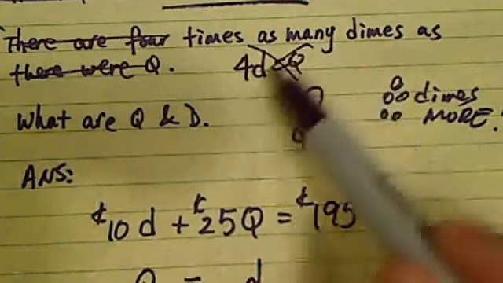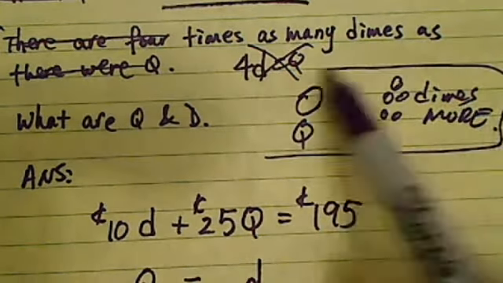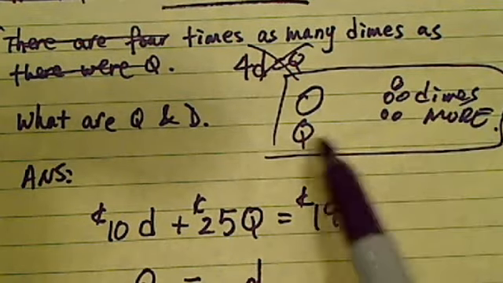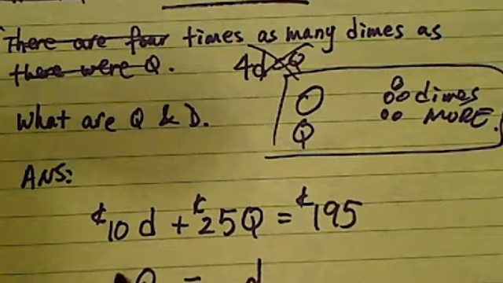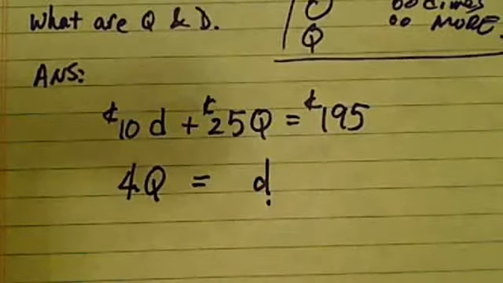Okay, this is actually the wrong one. Now think about what we're actually saying. There are more dimes than quarters. So quarter times four is equal to dime. Think about it. If I have one quarter, then I have four dimes. If I have two quarters, then I have eight dimes. Dime is the more, so you don't want that equation.